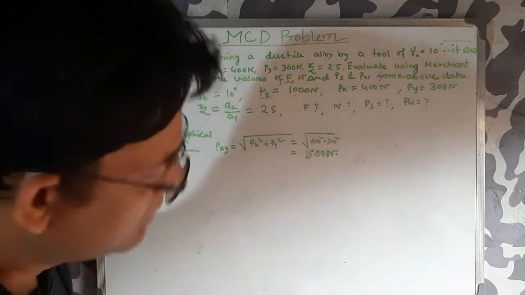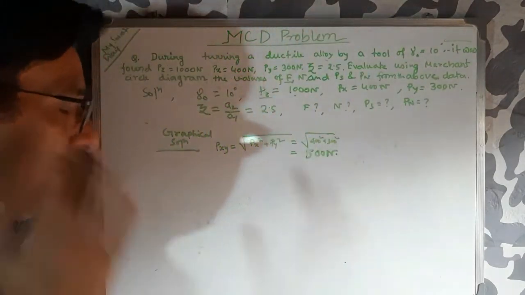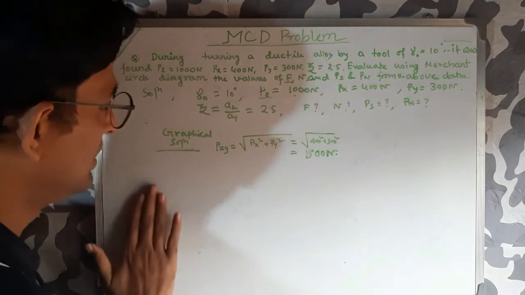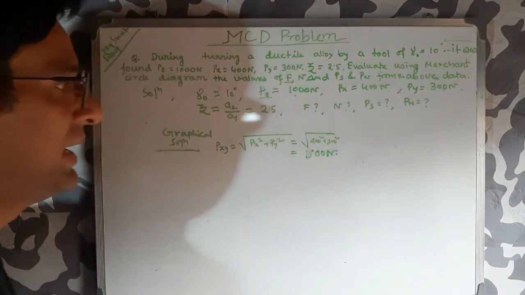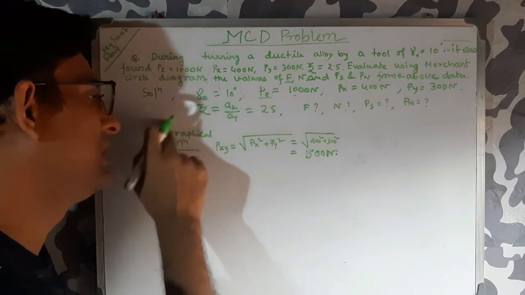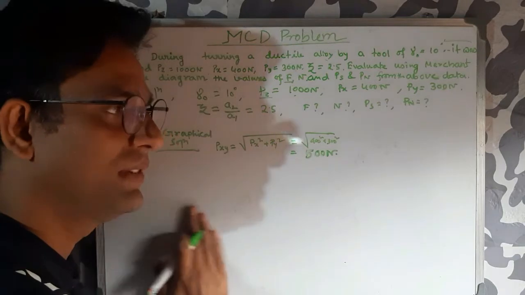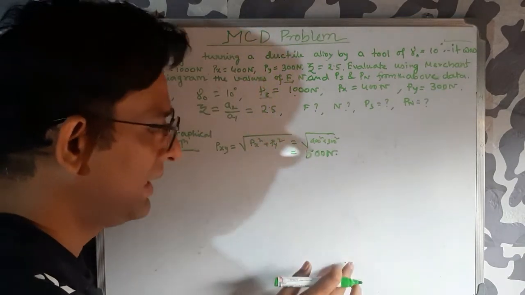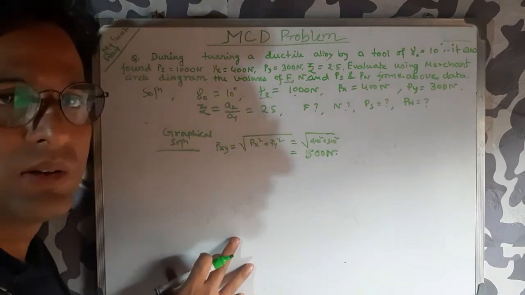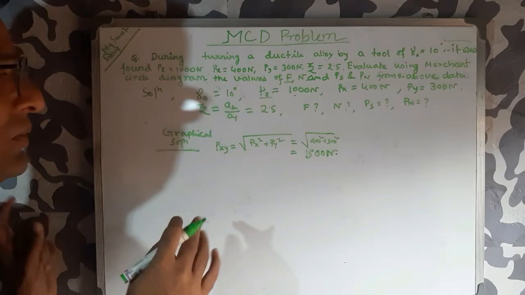Next you have to find the values of F, N, Ps and Pn. How to find them? Before going to find them, you need to take a suitable scale. I have already told you that it is a graphical solution, so you need to draw a diagram graphically. That means with the help of a pencil, compass, a proper scale, and a protractor, everything you need.